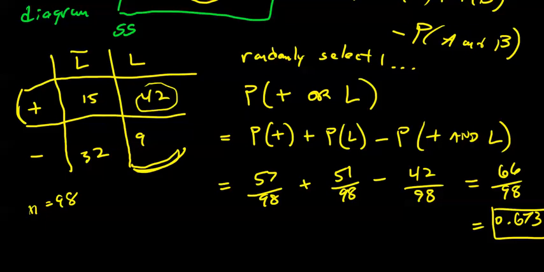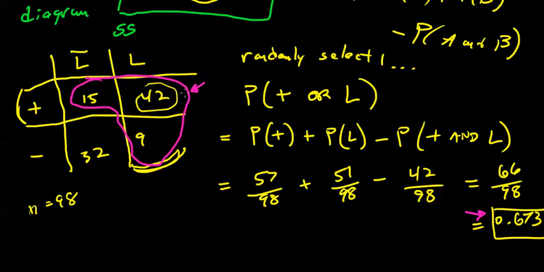Alright, please note I could have gotten there a little more informally, basically by adding these three cells I'm outlining in purple here. 15 plus 42 plus 9 is going to be 66 over 98, and we arrive at the same value. So we can apply the addition rule formally in this type of situation, or perhaps a little more informally, realize that the sums of those three cells will give us the numerator we desire, and hence the fraction 0.673.